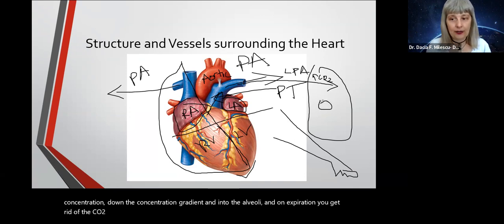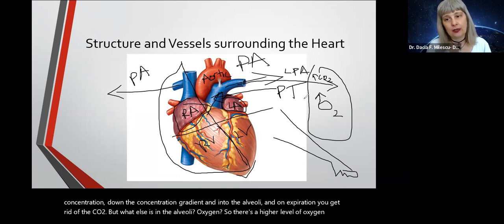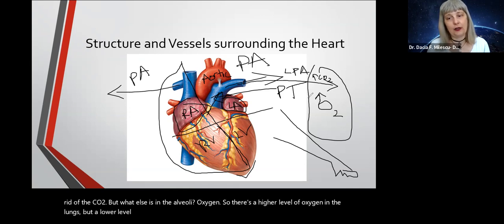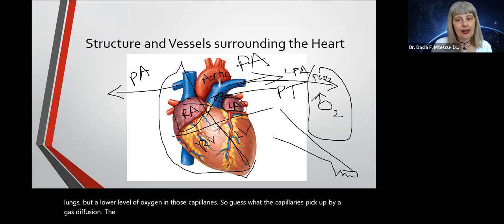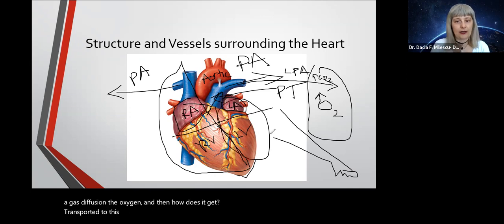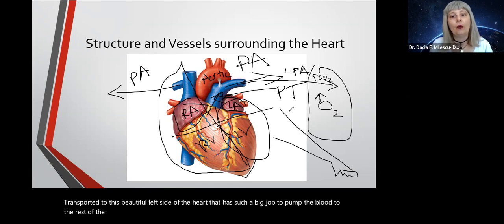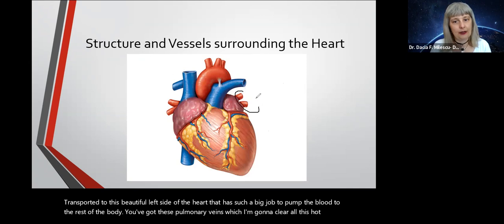But what else is in the alveoli? Oxygen. So there's a higher level of oxygen in the lungs, but a lower level of oxygen in those capillaries. So guess what? The capillaries pick up the oxygen by gas diffusion, and then how does it get transported to this beautiful left side of the heart that has such a big job to pump the blood to the rest of the body? Well, you've got these pulmonary veins. These are the pulmonary veins.